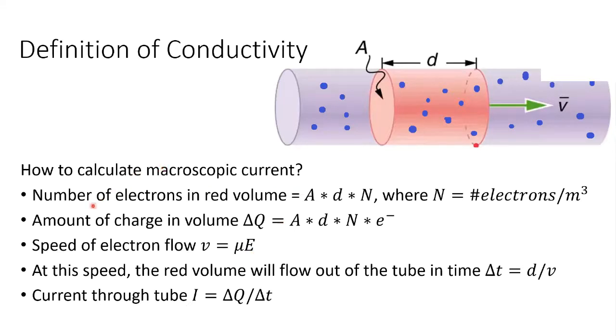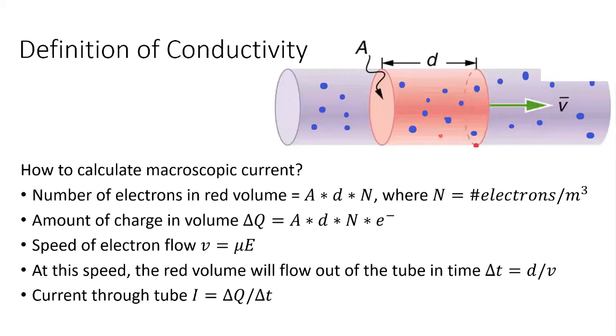Now, what is the number of electrons in this red volume? It is very simple. We calculate, first of all, the volume of the cylinder, which is the area times the distance. And the number of electrons, in turn, is the concentration of electrons multiplied by the volume. So the number of electrons will be A times d times n, where A and d give the volume, and n is the number of electrons per unit volume. So now we know the number of electrons in this volume here.